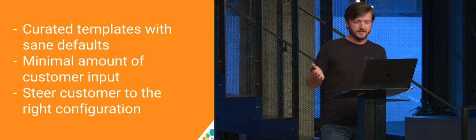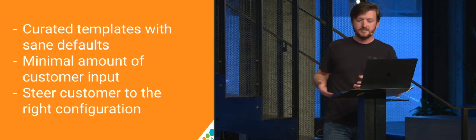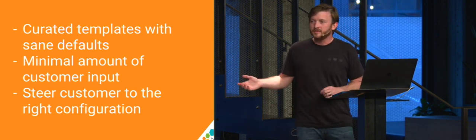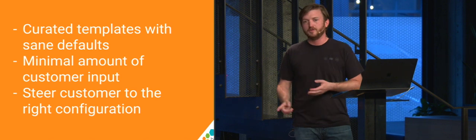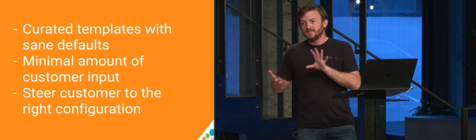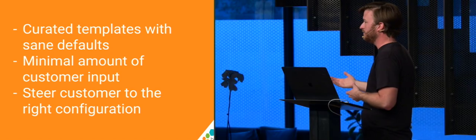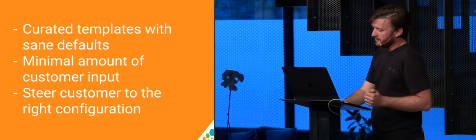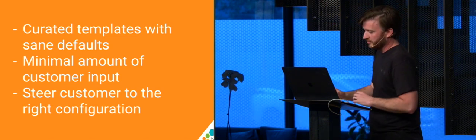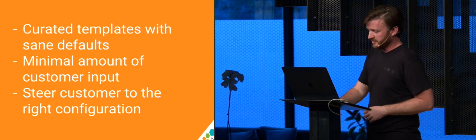So the goal is to ship the agent list stuff with a curated list of templates that have sane defaults. So if I'm doing a VPC flow log integration, I can pass the parameters I need just for that, and then I only provide required inputs for a couple fields. And the goal is to use the templates to steer the customer toward the right configuration, so they don't have to really deal with all these Lambda variables and things like that.